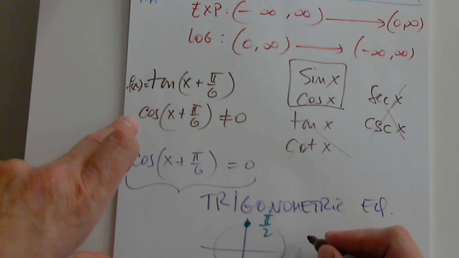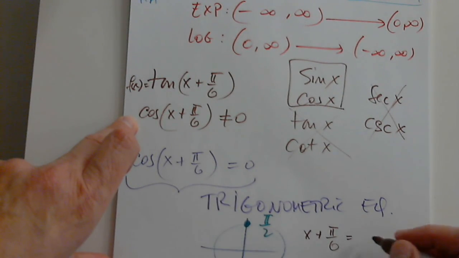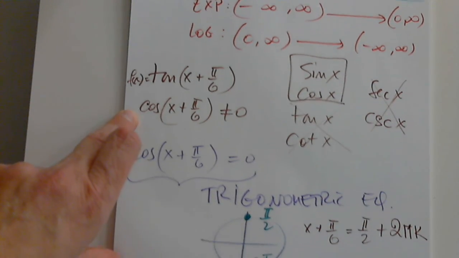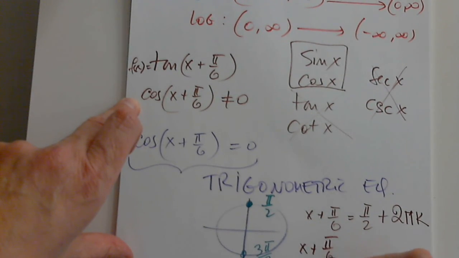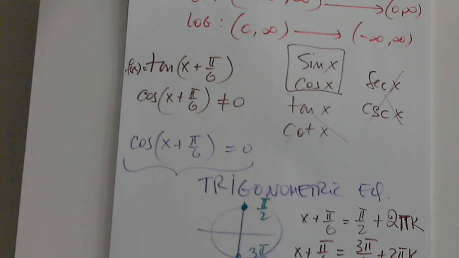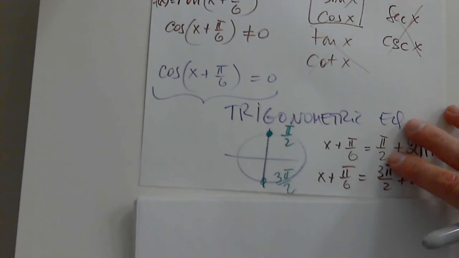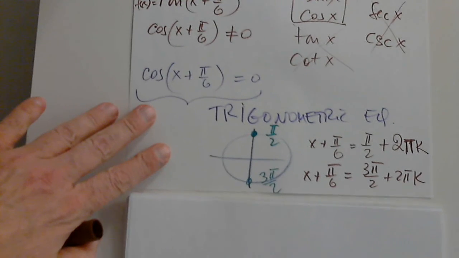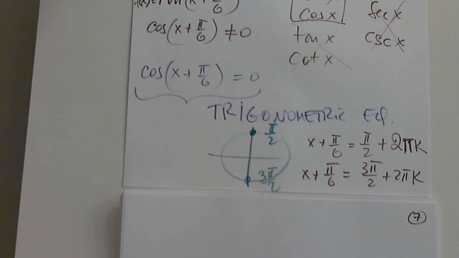Okay, so then we have x plus pi over 6 could be pi over 2 plus 2 pi k. Or x plus pi over 6 could be 3 pi over 2 plus 2 pi k. K is an integer. It could be 0, it could be plus or minus 1, plus or minus 2, etc. And we have to specify that when we solve a trig equation. And if we need to solve it in general, not on a specific interval, then we have to write that k equals 0, plus or minus 1, plus or minus 2, and so on.